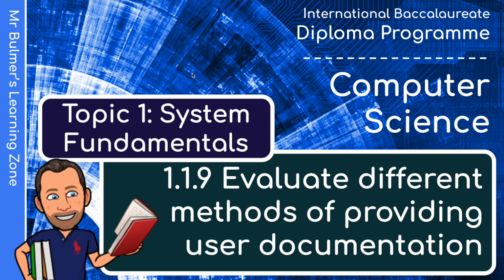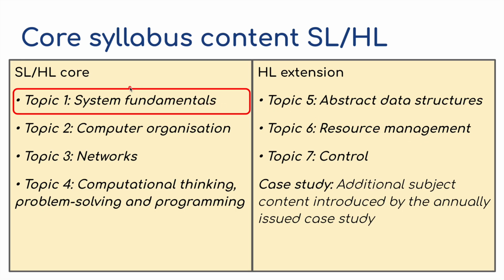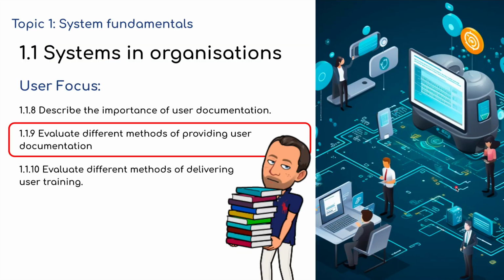Hello and welcome back to the 9th video for Topic 1 System Fundamentals, and this time we're going to be evaluating the different methods of providing user documentation. This is for the IB Diploma Programme in Computer Science. As you can see here, we're still on Topic 1 of 4 from the core syllabus for standard level and higher level computer science. But we've moved on to user focus, the second part of systems in organisations, and this time we're on the middle video, 1 of 3, 1.1.9.